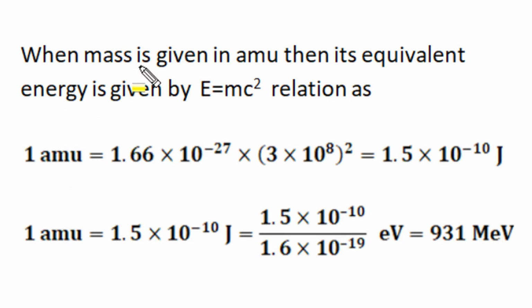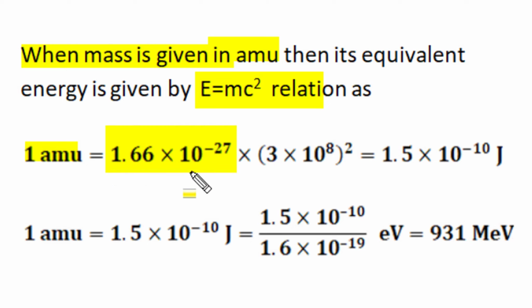In nuclear physics, in a reaction, when mass or mass defect is given in AMU, then the energy produced by that mass is obtained by the E equal to mc square relation, and 1 AMU energy is equivalent to its mass in kg, 1.66 into 10 to the power minus 27 kg, multiplied by the square of the velocity of light, 3 into 10 to the power 8, and when this is simplified in joule, this energy comes as 1.5 into 10 to the power minus 10. So 1 AMU is 1.5 into 10 to the power minus 10 joule.